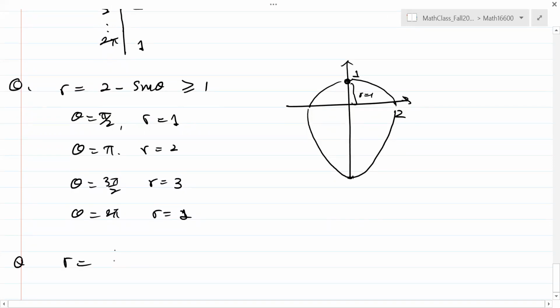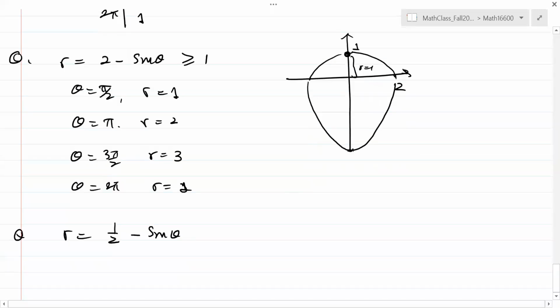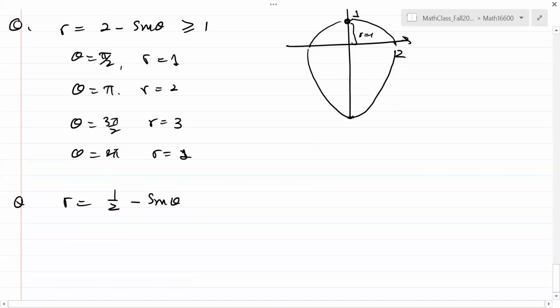If the first number becomes much smaller, r equals 1/2 minus sine theta, then we have a trouble. Somewhere, r is going to be negative because sine theta is going to be large. So when it's going to be negative, let's look at when it's going to be negative. Look at this: r is less than or equal to zero.